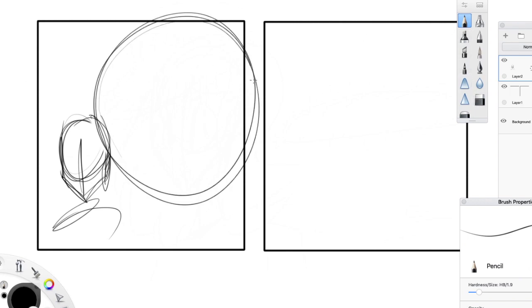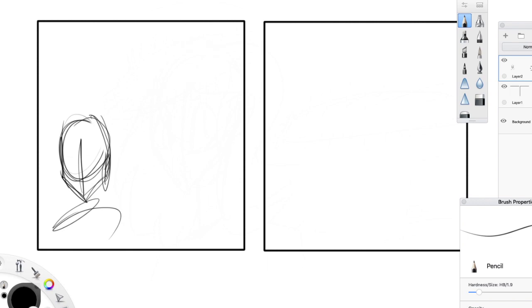Once again, don't overcrowd and don't make it too small. You want to make sure everything's readable.